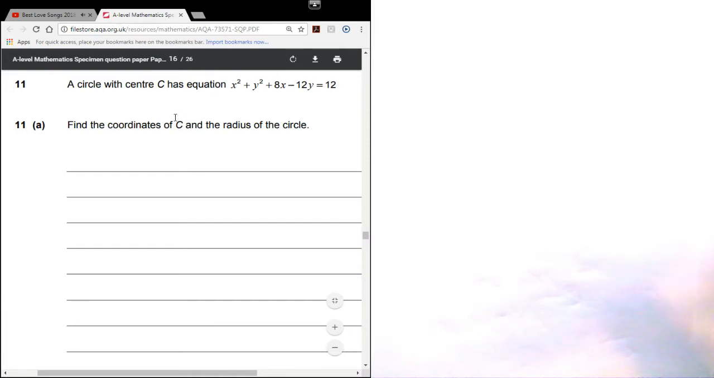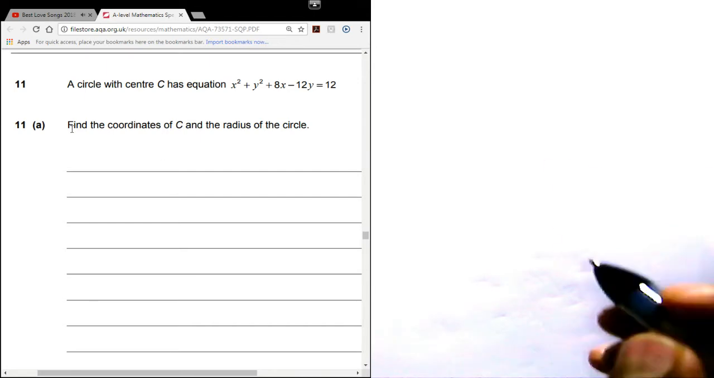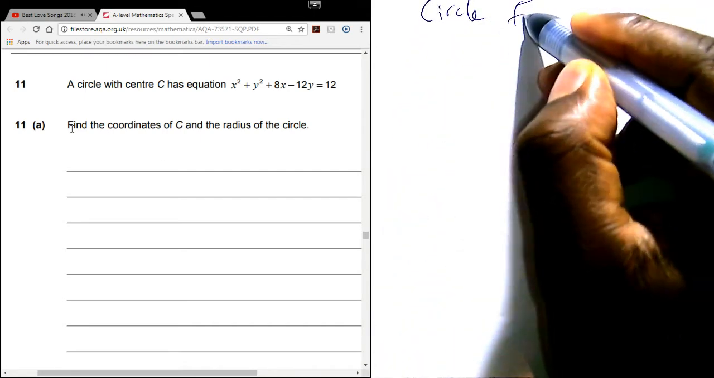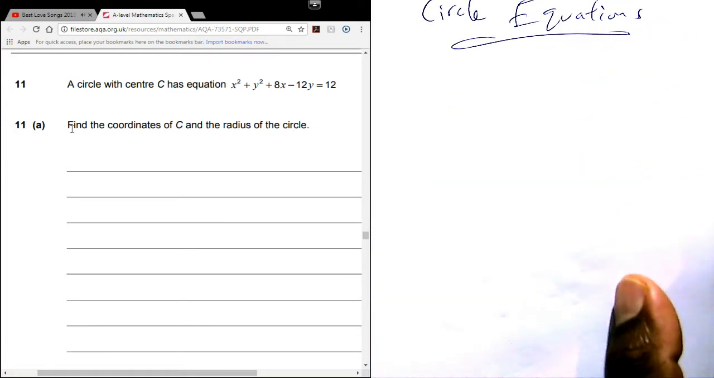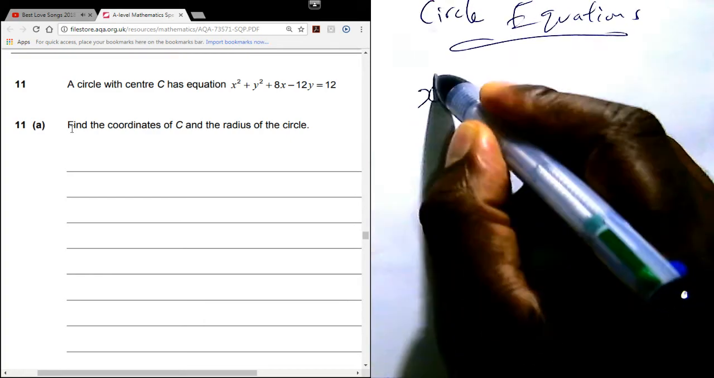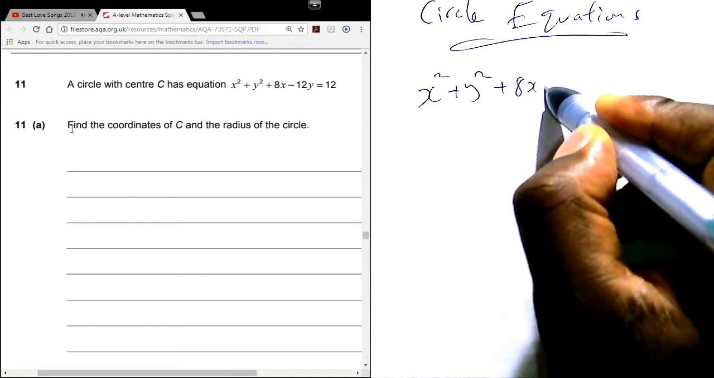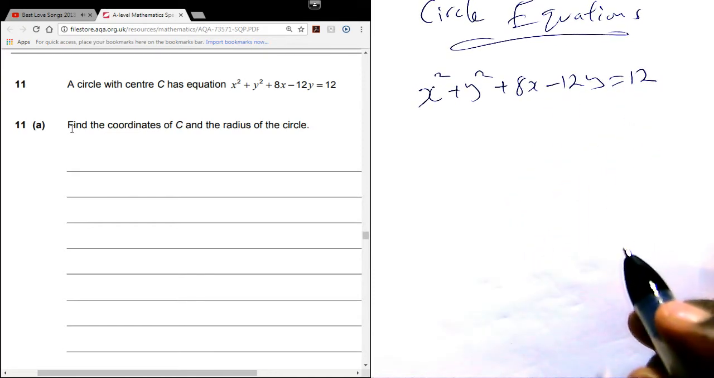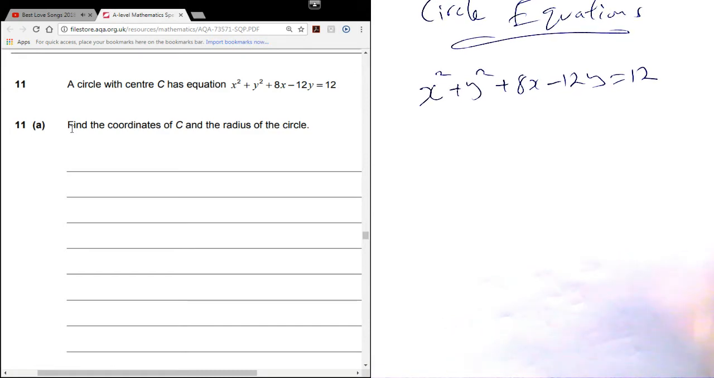A circle with center C has equations given as x squared. It's a circle, remember, so circle equations are very common in A levels. You should by now be used to them. So the equation here is x squared plus y squared plus 8x minus 12y equals 12. And you're told to find the center and the radius. So the question is, what do we do?